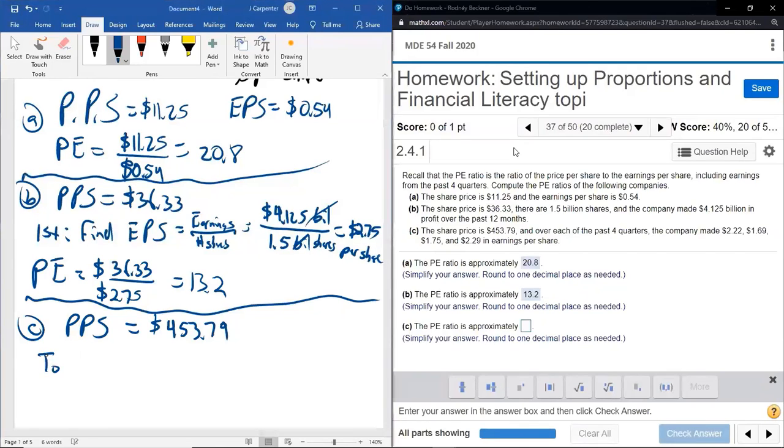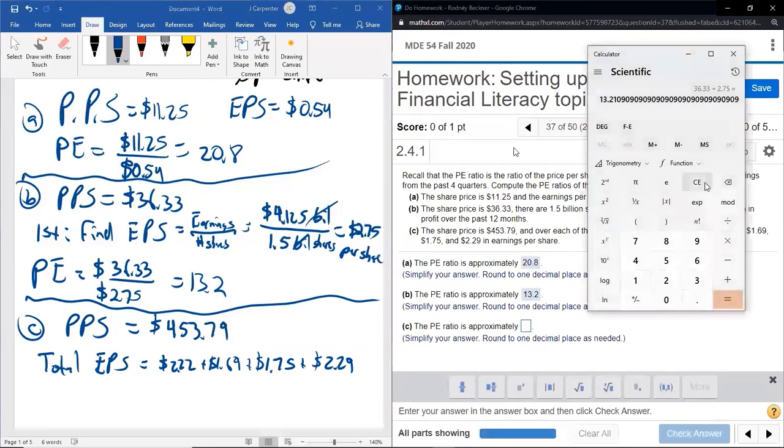So the total earnings per share is just 2.22 plus 1.69 plus 1.75 plus 2.29. And those aren't that hard to add up, but it's 4 of them, so we'll still pull out a calculator. 2.22 plus 1.69 plus 1.75 plus 2.29.